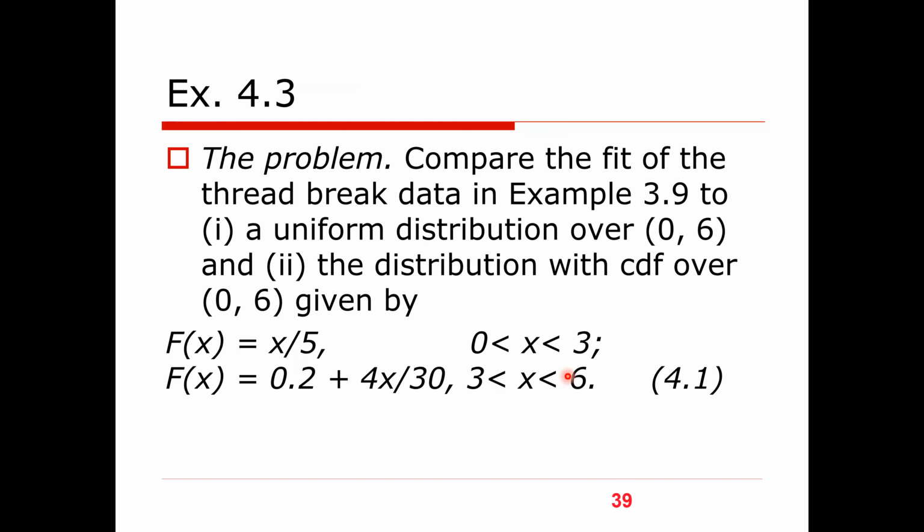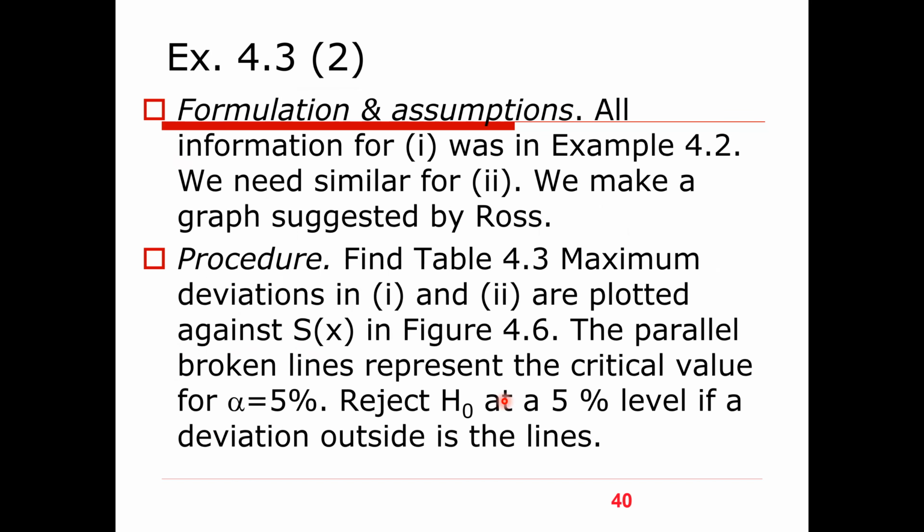It's a variance of the uniform distribution, right? And the upper half from 3 to 6, the CDF is using this function. So let's test which one fits better. For testing the null, all the results are already given in the previous example, right? To test the alternative, the second case, we can make a graph just using the same procedures of the previous example.